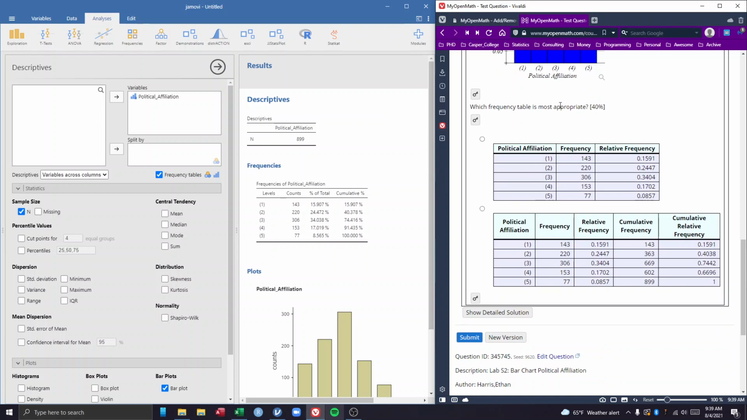Okay, and then it asks, which frequency table is most appropriate? All right, so we need to look at which of these are good, and we can match our numbers up, and that's all good, but the real question comes down to, do we want our cumulative frequency and our cumulative relative frequency? Does it make sense at all? Now, with ordinal data, cumulative relative frequency actually makes sense because we can ask questions like what percentage of people were liberal or extremely liberal, right? We can group those two things together.